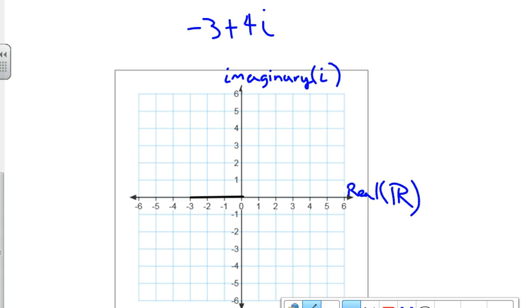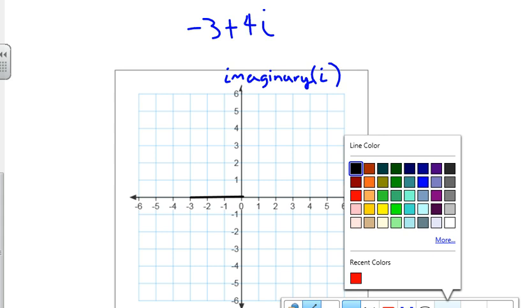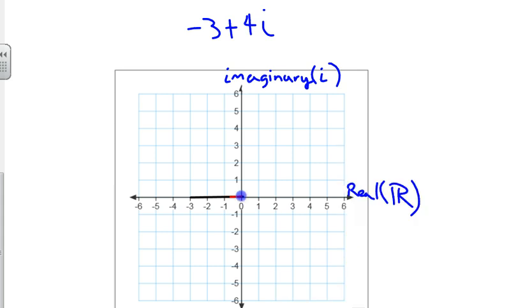So if I want to plot negative 3 plus 4i on a number line, or on the imaginary and real axis, that tells me to go negative 3 along the x or real axis and 4 units up along the imaginary axis until I get to this point right here. And this point is negative 3 plus 4i. Okay? Again, let's try it one more time.